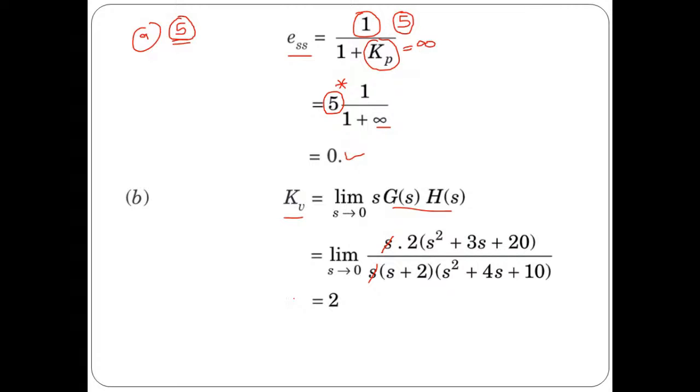So the expression to calculate velocity error coefficient is this, and finally we got the value of velocity error coefficient as 2. This is very important. And then we can also calculate the value of ESS. So the expression to calculate ESS is 1 upon Kv multiplied by the slope of that particular signal. So here the slope is 4.